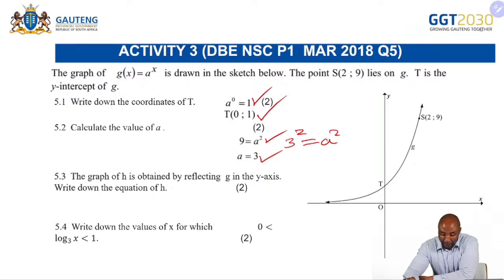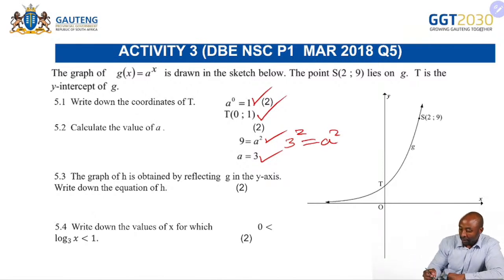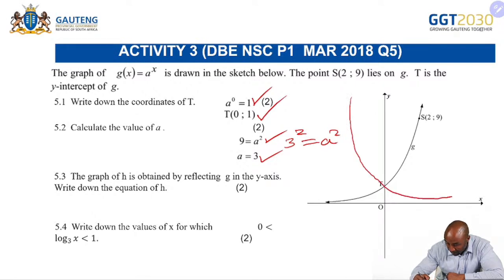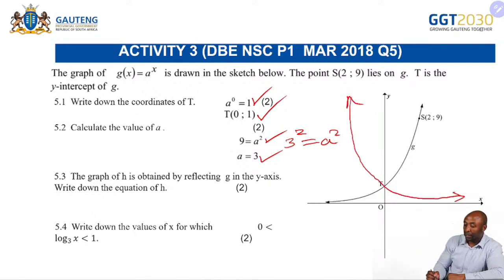The graph of h is obtained by reflecting g in the y-axis. Write down the equation of h. We know that if we are reflecting about the y-axis, you know what happens. So our y-axis is this, so it means we are reflecting. This point comes that side, and the graph will be like that if we are reflecting about the y-axis. And we know that if we are reflecting about the y-axis, h of x is equal to g of negative x.